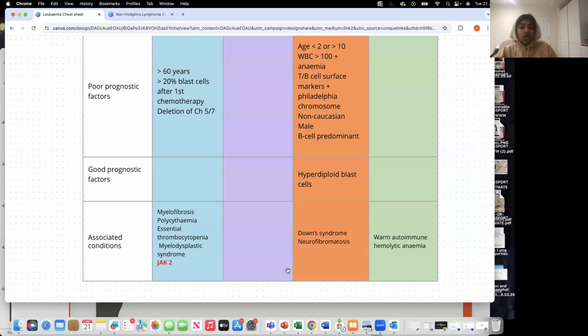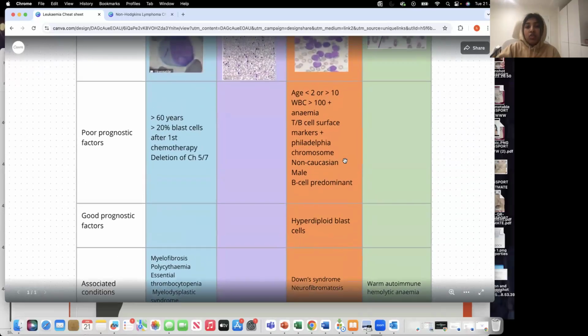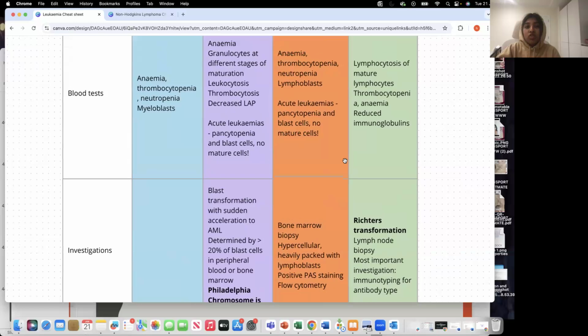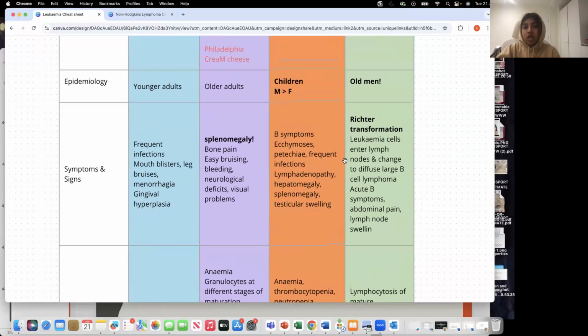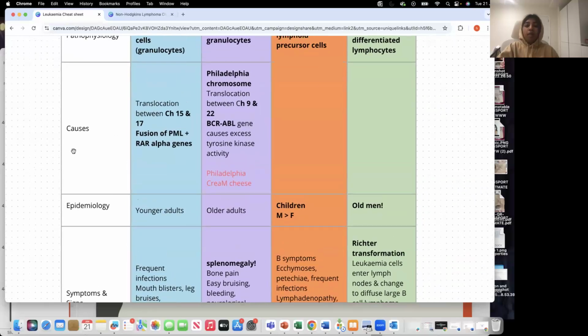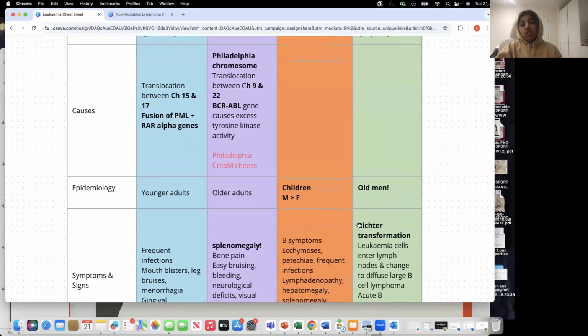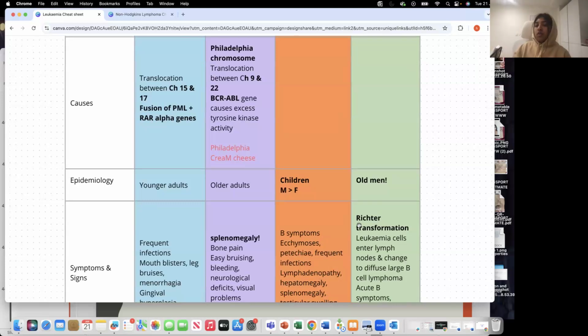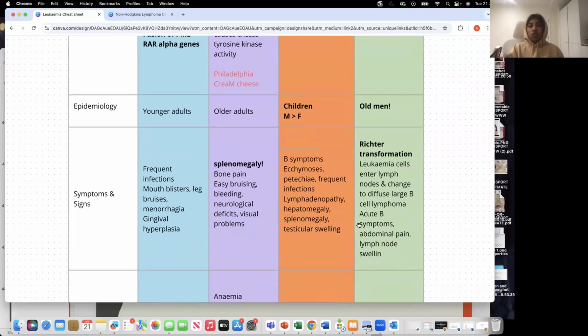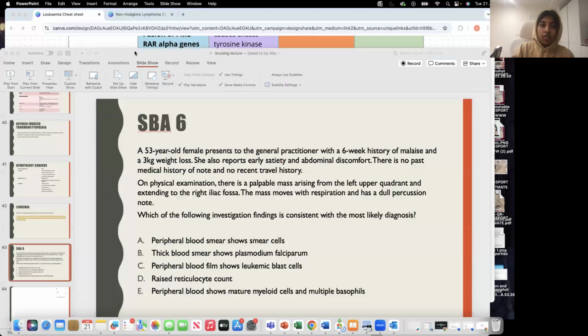So memorize those. In ALL, it's in kids. I don't know why, but for some reason, Down syndrome is more memorable, and so is neurofibromatosis. Warm autoimmune hemolytic anemia is the one for CLL. And that's that. I know this is a lot of info, but really try and remember this. Just remember the mutations, epidemiology, signs and symptoms, and the histology, and it's not that bad.